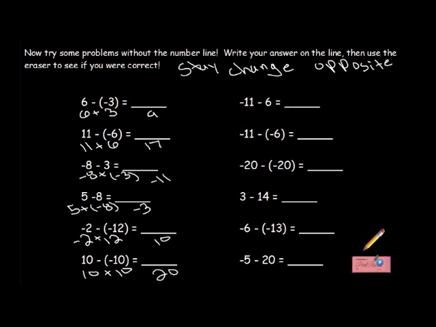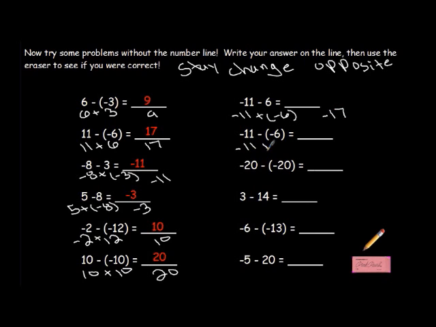So let's check that out and make sure we got it right. So we said 9, 17, negative 11, negative 3, 10, and 20. So we got those all right. Alright, now we also have negative 11 minus 6. So stay, change, opposite, same signs, keep the sign of what you had.